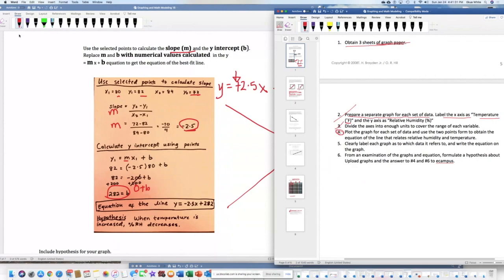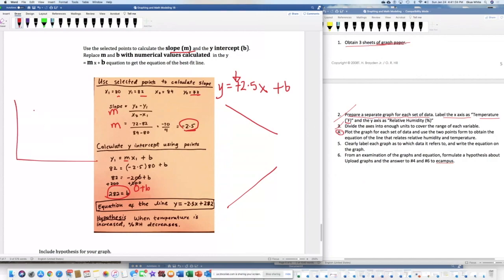Okay, so once we've drawn the graph, I'm going to sketch it here. It looks like this with a negative slope. How is relative humidity related to temperature? Based on what we see on the graph and the equation, which has a negative slope, we can say when the temperature is increased, if you look at this, low temperature, high relative humidity, high temperature, low relative humidity. When you increase the temperature, go from low to high, the percent relative humidity decreases. It's opposite, inversely related. But this is my hypothesis. This is my answer to question number 6.